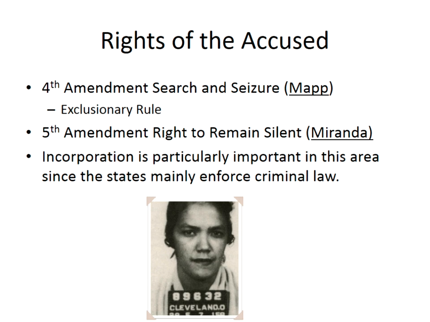So the Mapp case is the case that incorporated the exclusionary rule against the states. What's the exclusionary rule? It's the rule that says that if evidence is improperly seized, it cannot be used in a court of law against the defendant. Therefore, Dollree Mapp: they went into her house, they improperly seized evidence, they tried to use it in court against her, and she said, no, that's not right. The exclusionary rule had been used before in federal court, but it had never been incorporated into state law, and so the Mapp case is famous because it incorporates the exclusionary rule against the states.